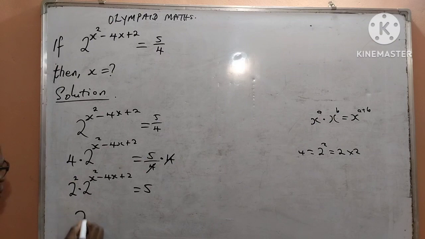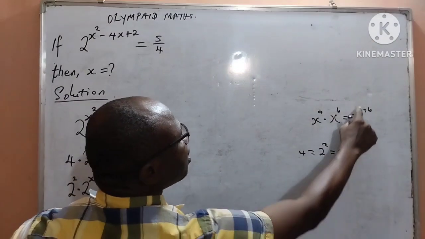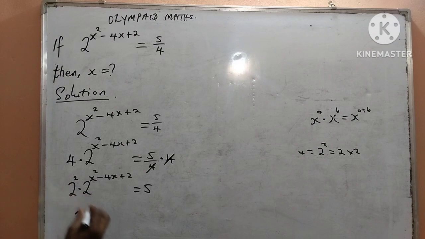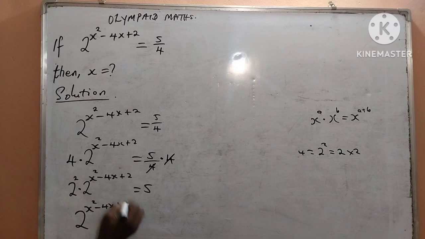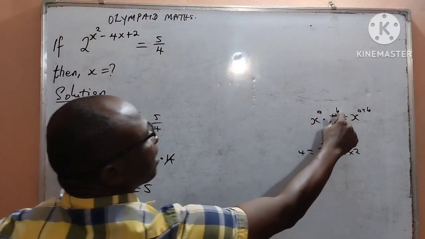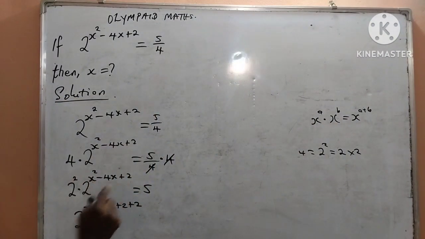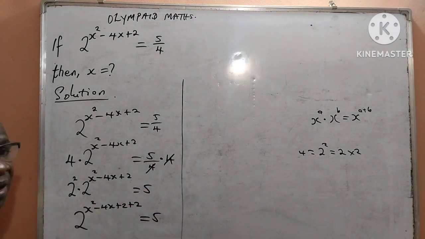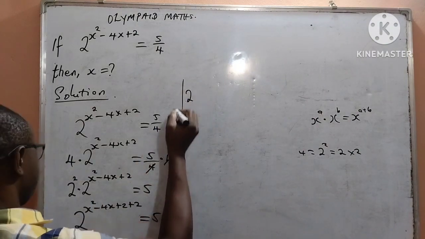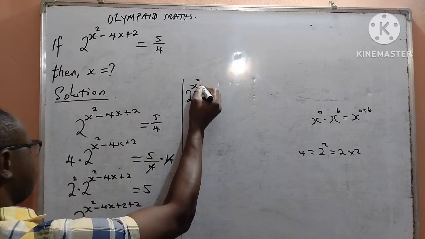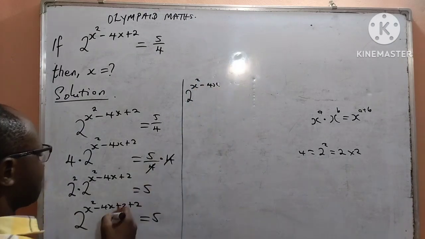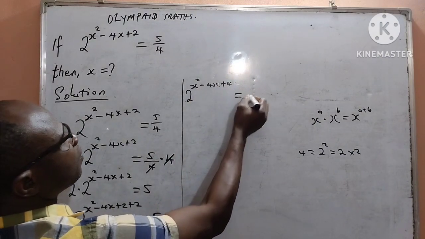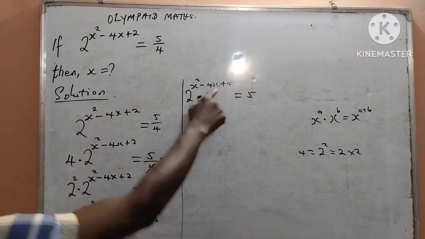What I will now have is one common base: 2 raised to the power x^2 minus 4x plus 2, then plus 2 again, adding the powers, so I add this 2 to this power. Everything now is equal to 5. Next, I will have it written as 2 raised to the power x^2 minus 4x plus 4 equal to 5, because 2 plus 2 is 4.